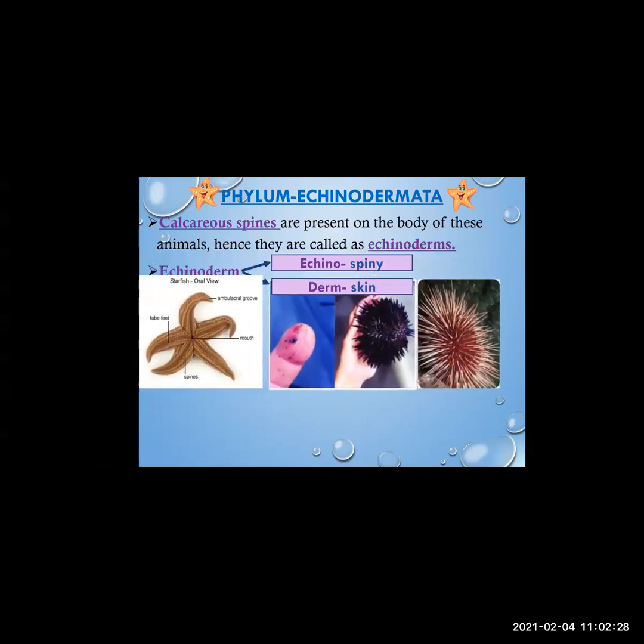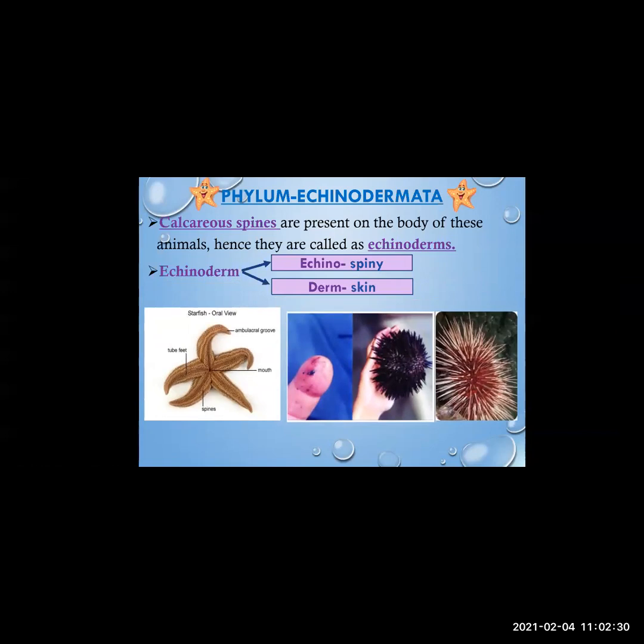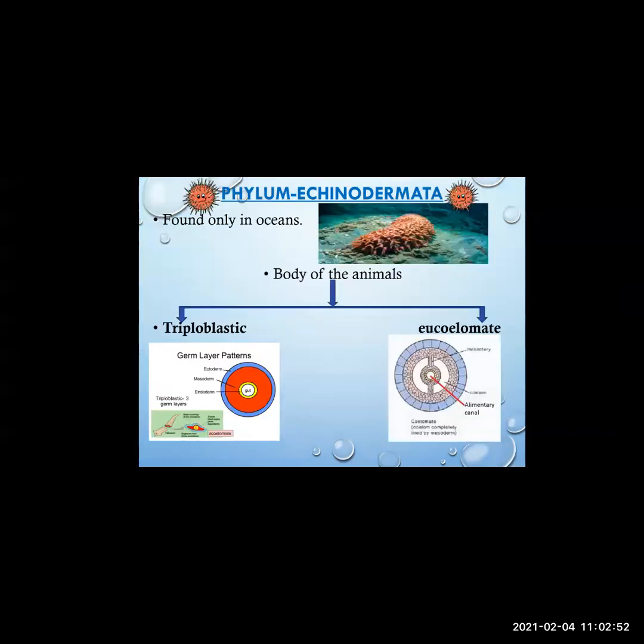Next, you can see the picture, the example, starfish, and you can see sea urchin also. As the spines are present, if we come in contact with the spines, you can get hurt. It gives you a stinging. You can see the blood coming out of the finger, as they are spiny in nature. Next characteristic, these animals are found only in ocean. That means they are marine animals. They are only found in salty water, in oceans.